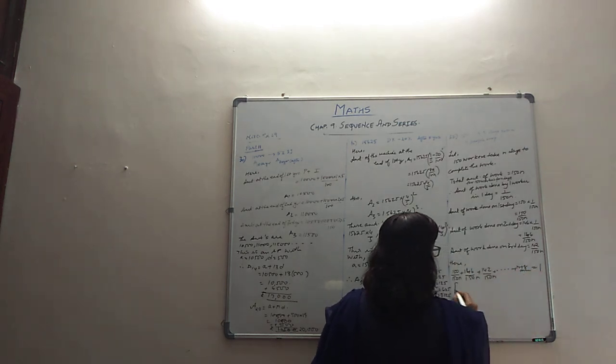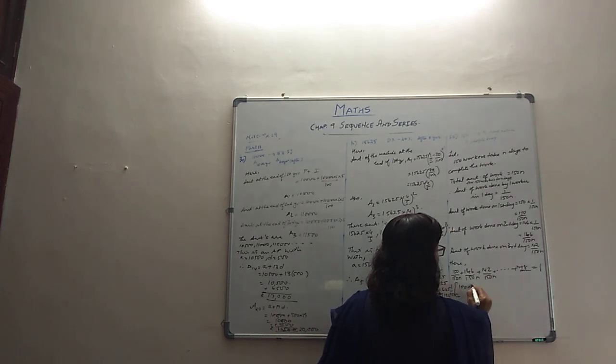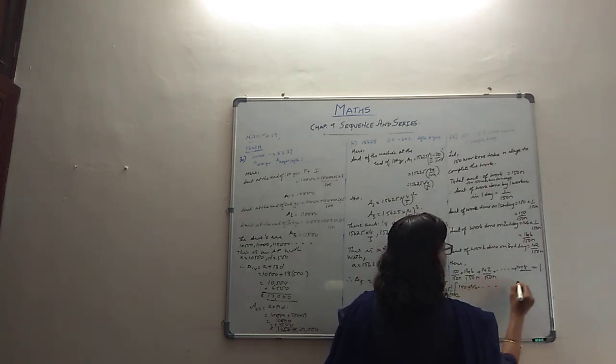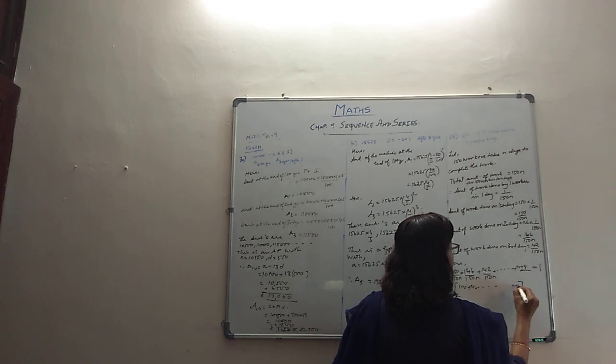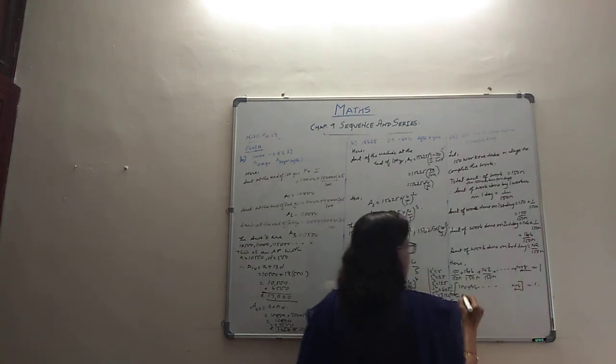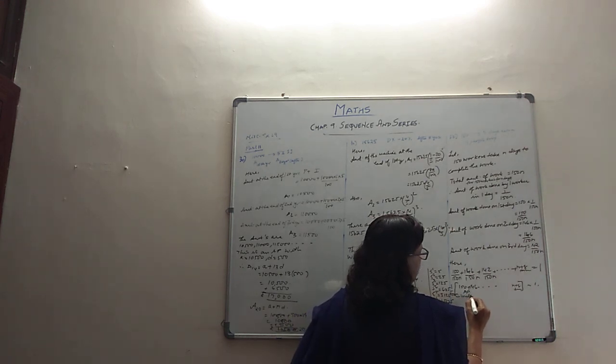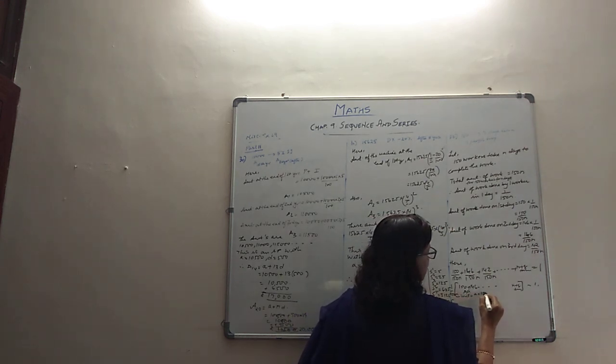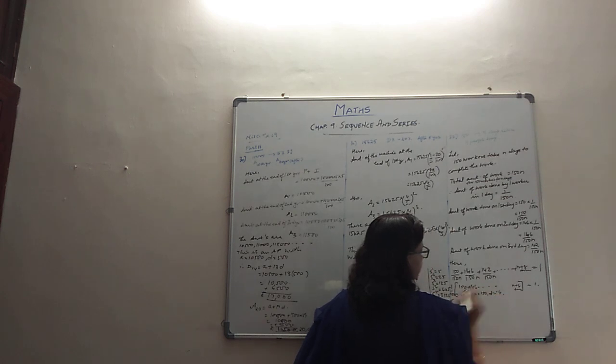So what will happen? This 1 by 150 is common. Let's take it out. So what we have is 150, 146 and so on. These are n plus 8 terms. This is an AP, right? How? With A as 150 and D as minus 4. So that will allow us to give the sum also.